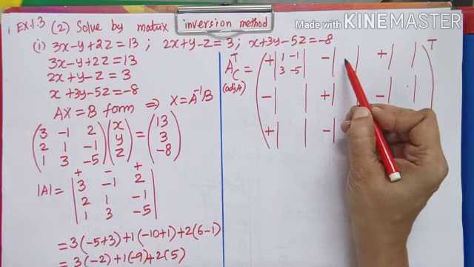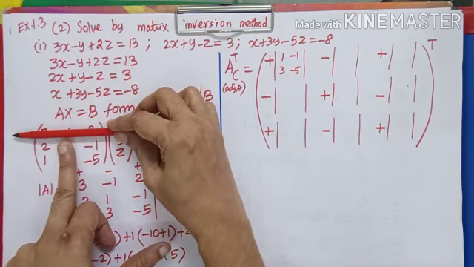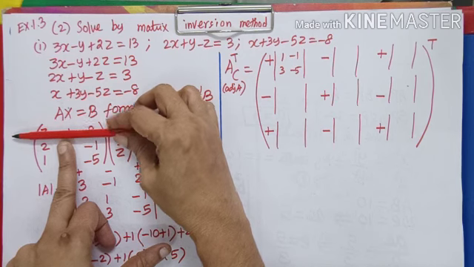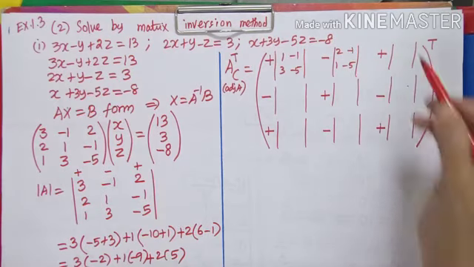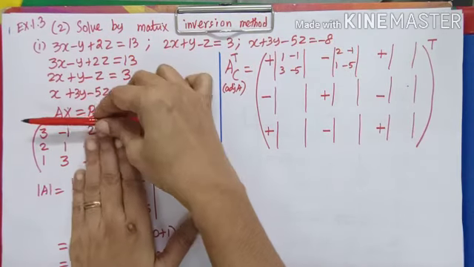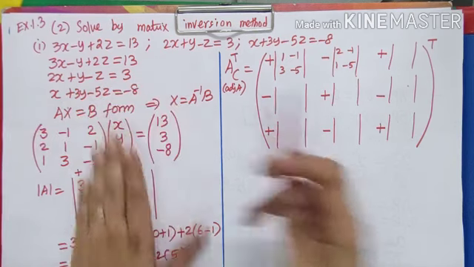Similarly, I am in first row, second column. Hide first row, second column. What is left out? 2 minus 1, 1 minus 5. First row, third column. Hide it like this. Now what is left out? 2, 1, 1, 3.